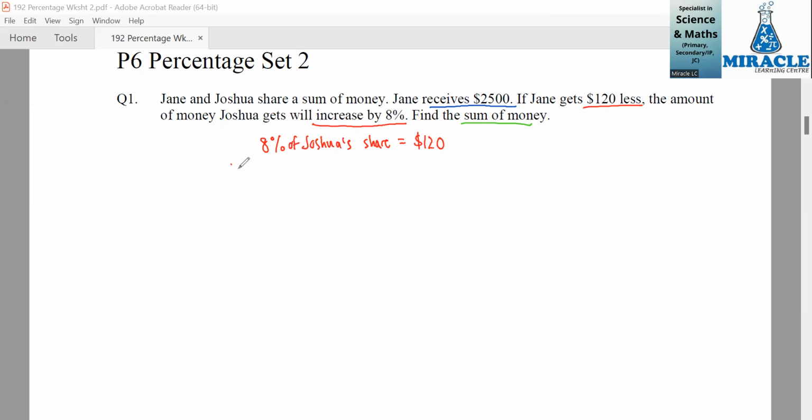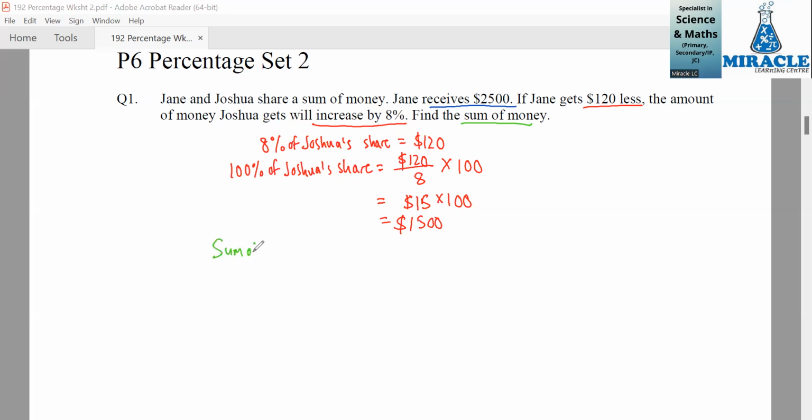So 100% of Joshua's share will be, we know that 8% of Joshua's share represents $120. So we want to find the value of 1% first. So we take 120 divided by 8. So this is 1% worth of Joshua's share. And you want to find 100%. So we take this times 100. And this gives us $15 times 100, which is equal to $1,500.